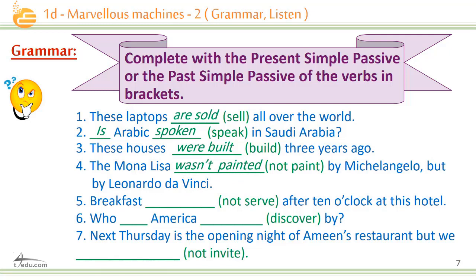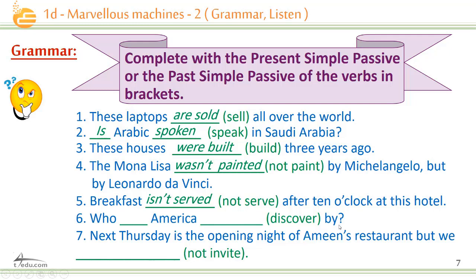Excellent. Now, breakfast, blank, blank, not served after 10 o'clock at this hotel. Okay, we have it here the same in the negative form. But then here they are giving us the routine or the rule. So it is, yes, very good. So it is in the present form. Every day, breakfast is not served after 10 o'clock. Very good. So we say breakfast isn't served. Very good. Excellent. Now, we are going to see this sentence, number 6.